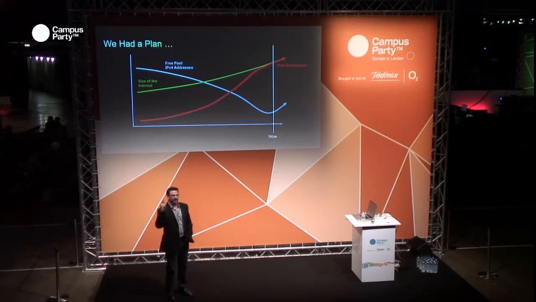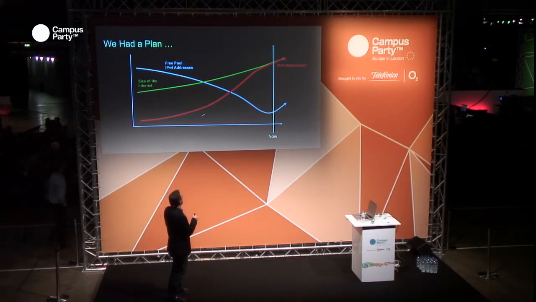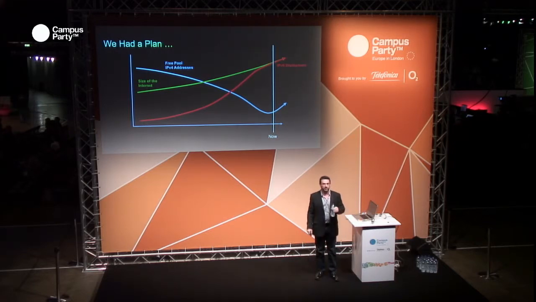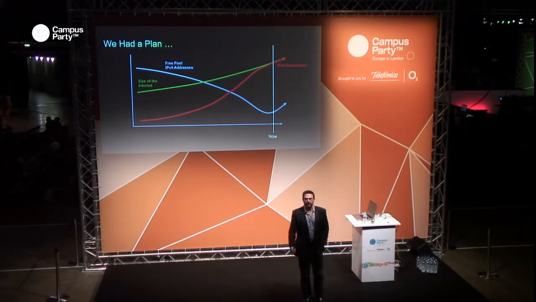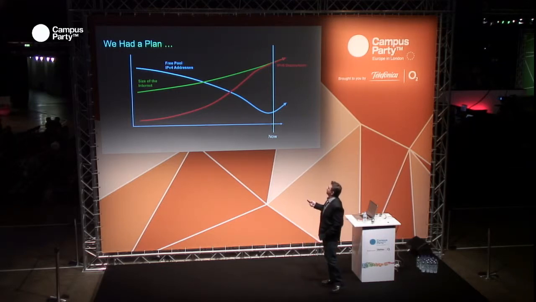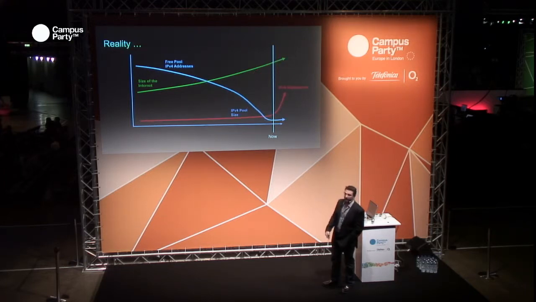So we had a plan. Back in the 90s, we knew this was coming. Size of the internet goes up, free pool of IPv4 addresses goes down, and IPv6 deployment comes along. IPv6, you probably heard already, has 128 bits, which is like 340 trillion, trillion, trillion, trillion. You could put 5 addresses for every grain of sand in the world or something like that. This was the plan, and we're about here now. And that's the reality.